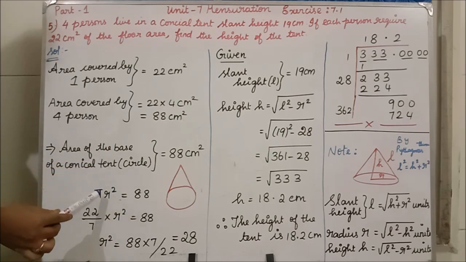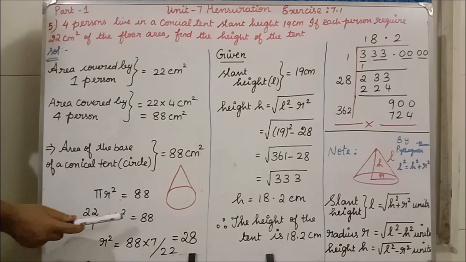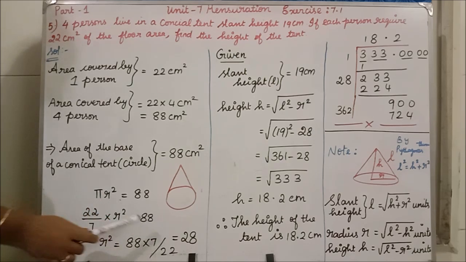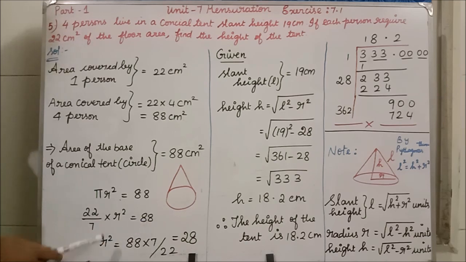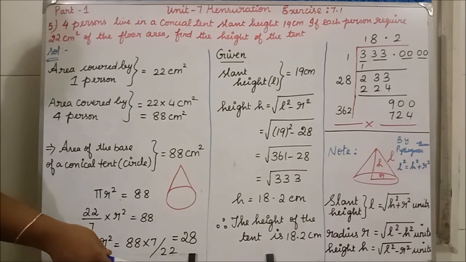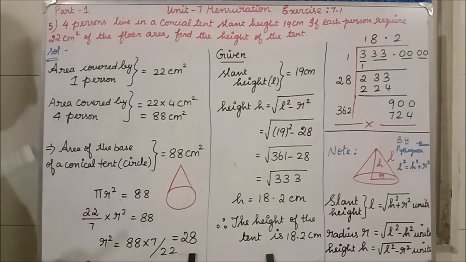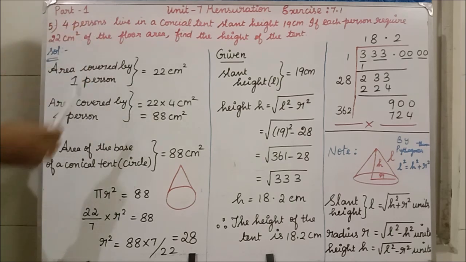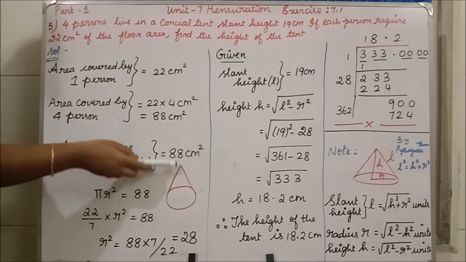The area of the circle formula is pi r square equals 88. Pi value is 22 by 7, so 22 by 7 into r square equals 88. r square equals 88 into 7 divided by 22, if you cross multiply. After cancelling, I am getting r square value as 28. I am not going to take the square root now. Clear? Till now, what value have we got? r square value. But what do we have to find in the question? We have to find the height of the tent.